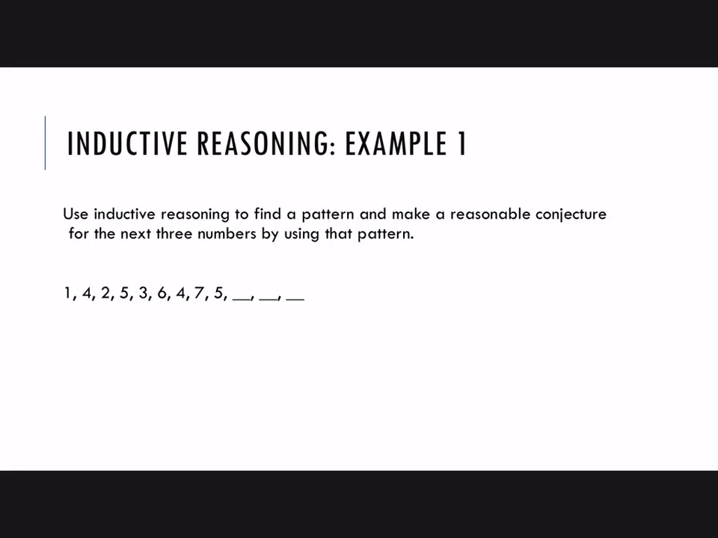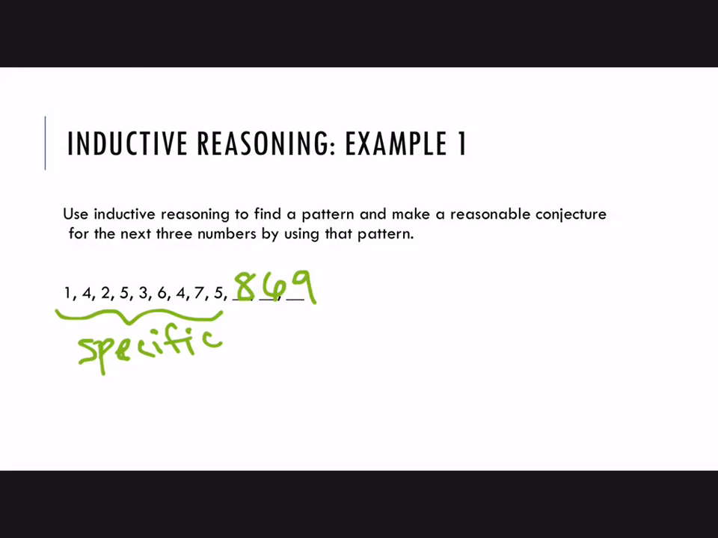So here's an example. Use inductive reasoning to find a pattern and make a reasonable conjecture for the next three numbers by using that pattern. All right, so here's what you're doing. You're looking at these numbers, and these are our specific pieces of information, specific examples, and you're using those to take your best guess about the three numbers that would come next. All right, so if you want to pause or if you've already decided on an answer, see what you think would be next. All right, and if you guessed 8, 6, 9, then that would be a good guess.